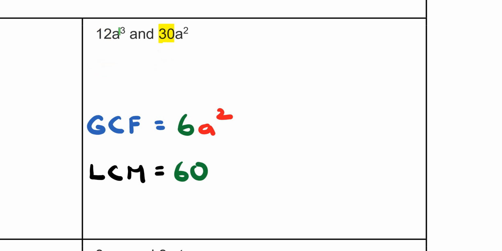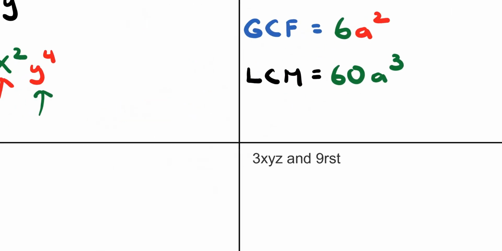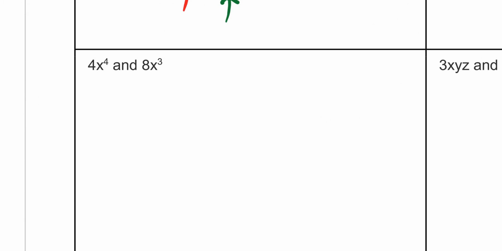All right, and then ask yourself which one's bigger. Is it a cubed or a squared? Well, a to the power of 3 is clearly bigger, so the least common multiple is 60a cubed. Okay, let's move on. Let's find the GCF here.